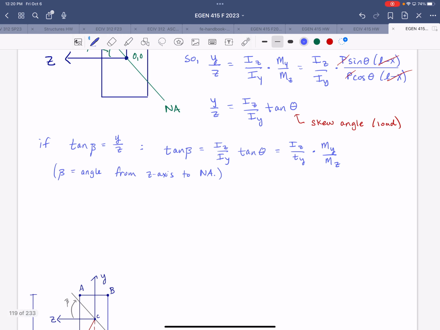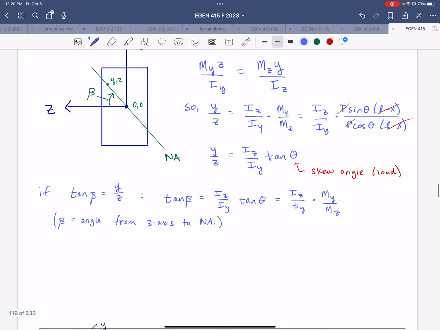All right, so what this means is if Iz and Iy are the same, and that would represent, well, one example would be a square cross-section.